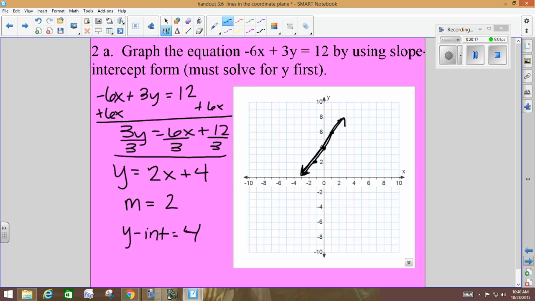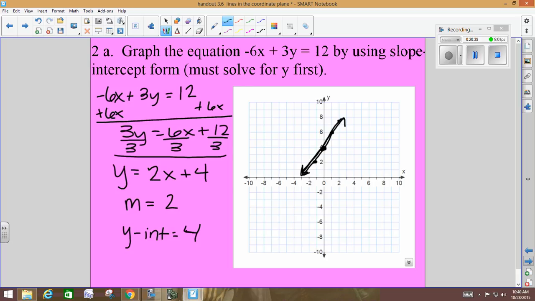You get it in slope-intercept form, y equals mx plus b. My slope, m, is 2. My b value, the y-intercept, is 4. That's your starting point. So I went to the y-axis at 4, and there's my first point, and then I use my slope from there, which is 2. So I go up 2, to the right 1, up 2, to the right 1.